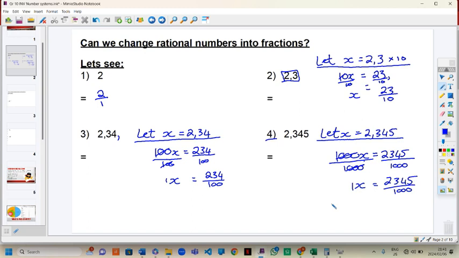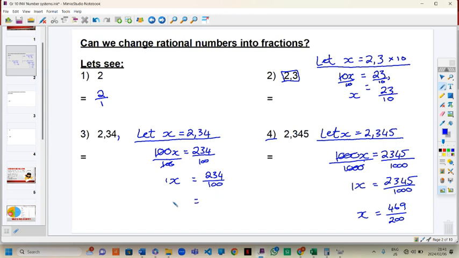Alright, so I think that simplifies. That simplifies to 469 over 200, I believe. 469 over 200. So if you put that into your calculator, you should get back to there.